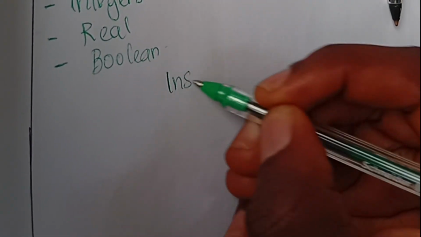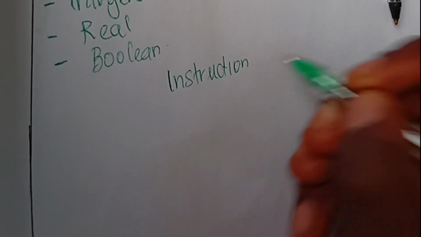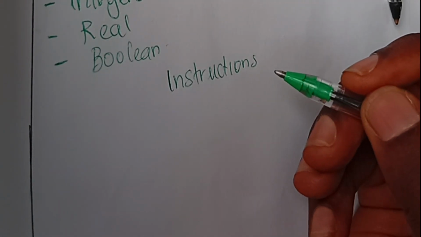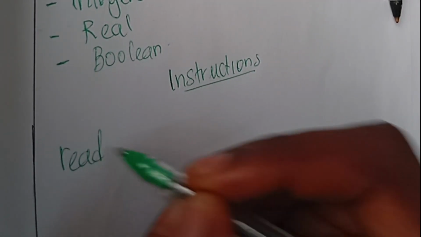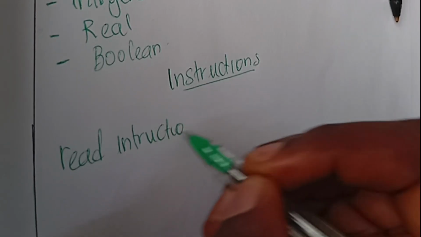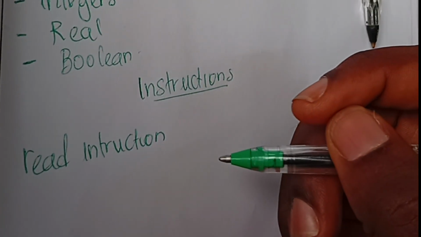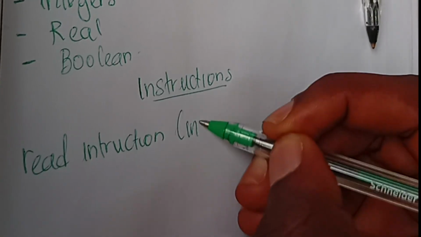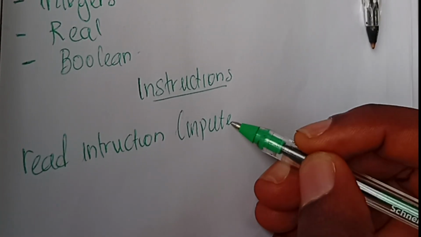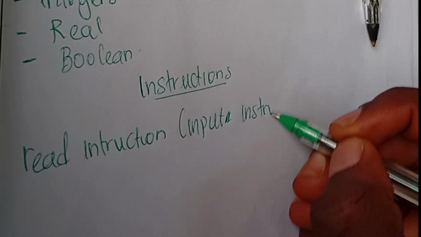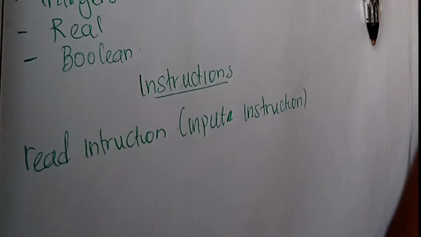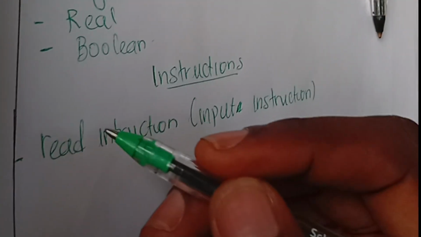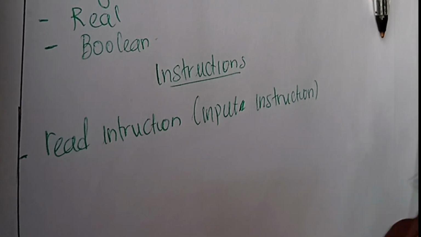Now we are also going to see the kind of instructions in an algorithm. Basically we will be using three main instructions. We are going to use the read instruction. It's known as the input instruction. The read instruction is basically just used to pick up data from the user and store it inside a particular variable.